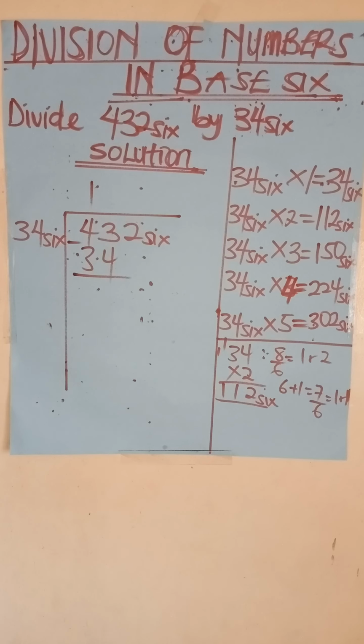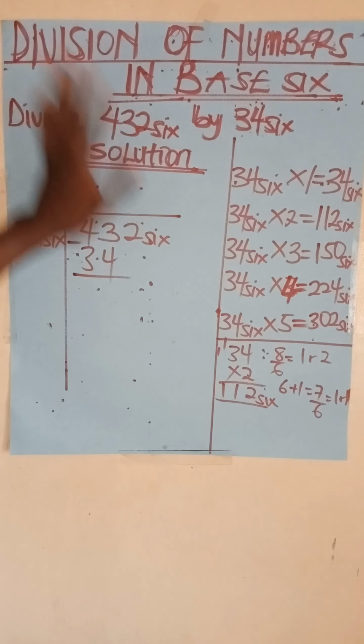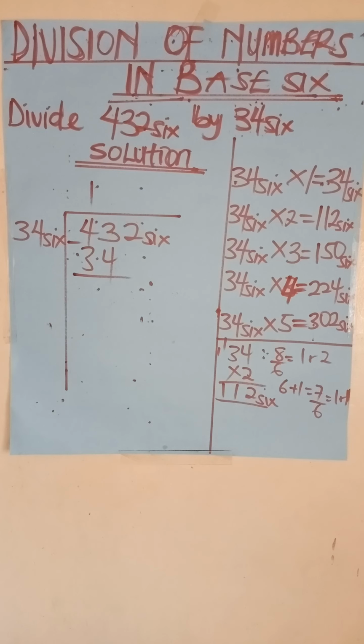Please don't make a mistake by saying 43 minus 34. If you press 43 minus 34 in your calculator, it will give you a wrong answer. The answer it gives you will be in base 10. Don't forget that anything we are doing here has to go with the base, which is base 6.